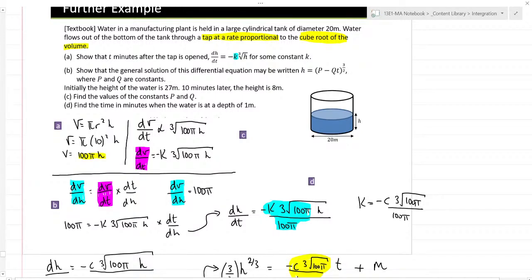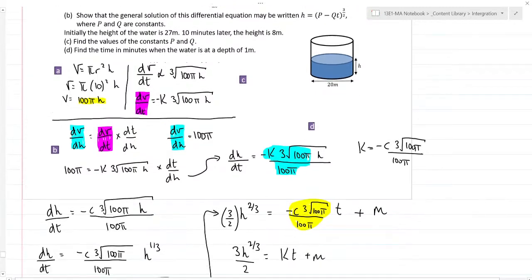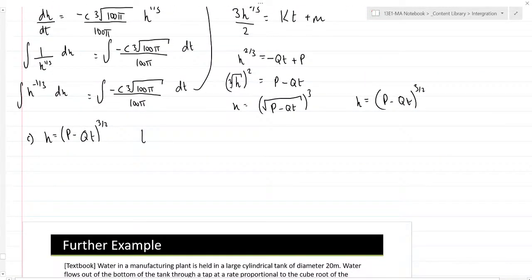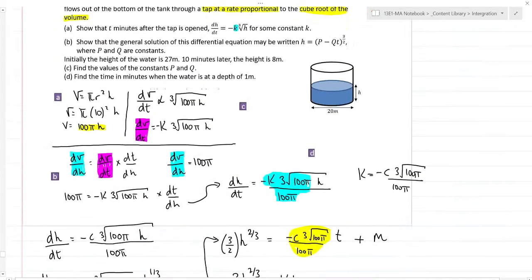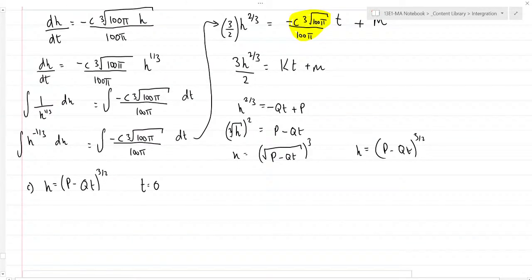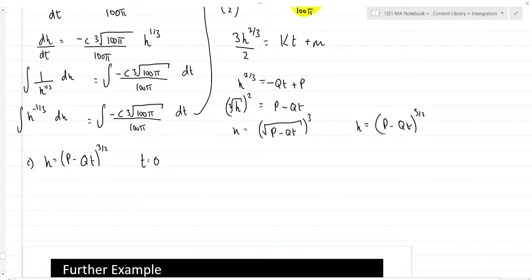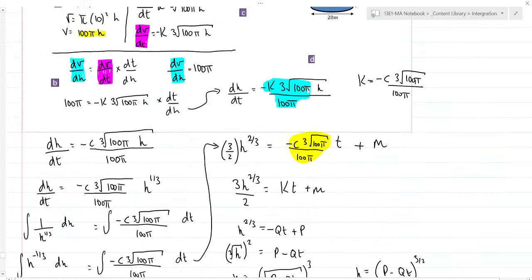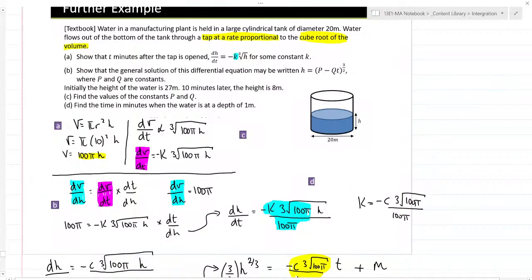It says initially the height of the water is 27. Now that tells me when t is equal to 0, h is equal to 27. Everybody all right with that and where it's come from? Because it says initially. Okay? And the second part, it says 10 minutes later, the height is equal to 8 meters.